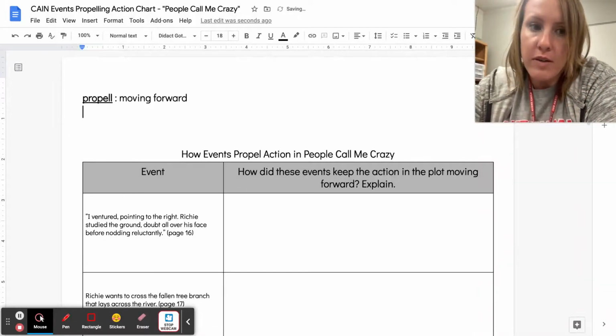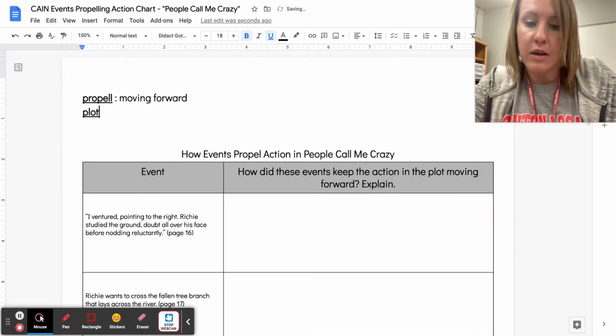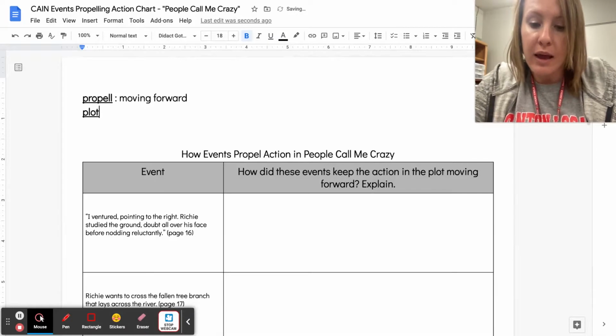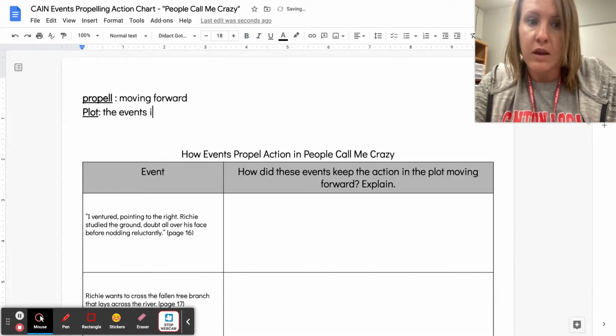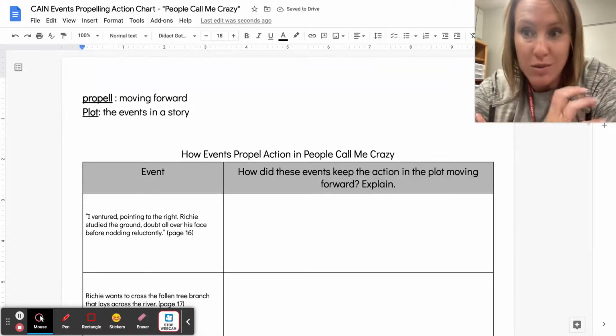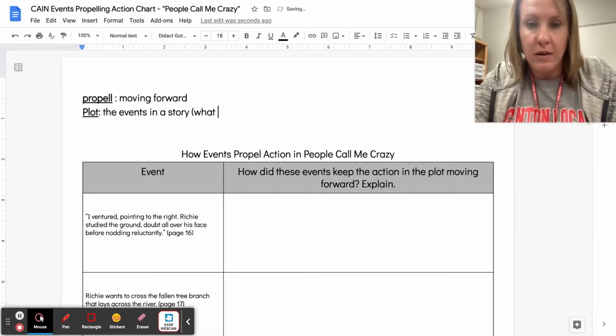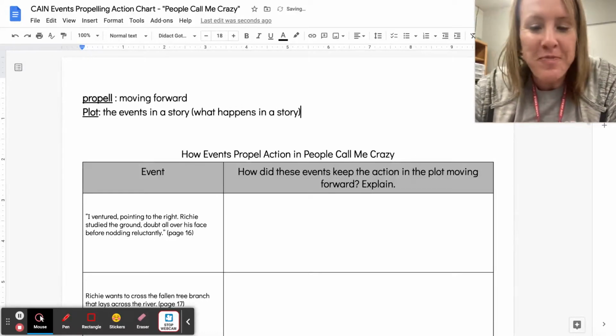The other word that I want you to write down is plot. Plot is essentially the events in a story. So when you're reading, this is what happens in a story. So again, pause me, write that down.